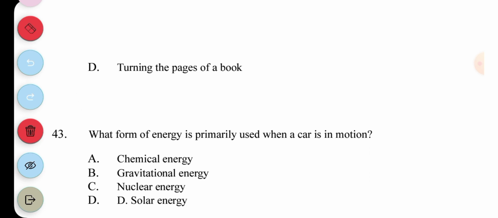43. What form of energy is primarily used when a car is in motion? A. Chemical energy. B. Gravitational energy. C. Nuclear energy. D. Solar energy. Answer to question 43 is A. Chemical energy.